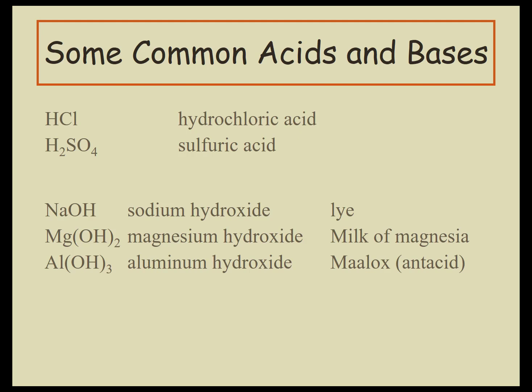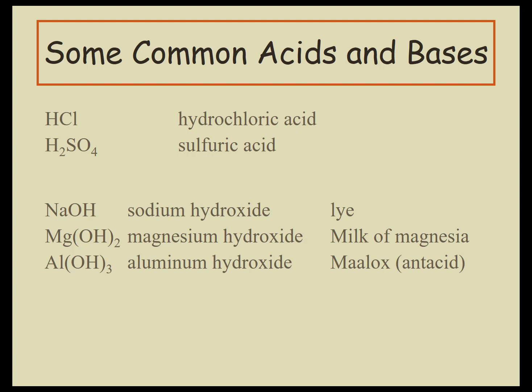Common bases: NaOH, sodium hydroxide or lye. Magnesium hydroxide, that's found in milk of magnesia. Aluminum hydroxide is found in the antacid Maalox. Notice that your bases have OH, a polyatomic ion, and it's that OH that's giving it the basic properties. Acids, most acids have a hydrogen written first.